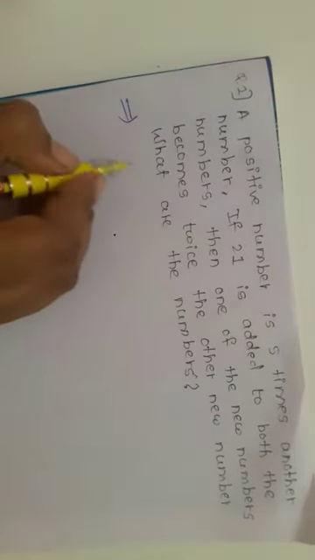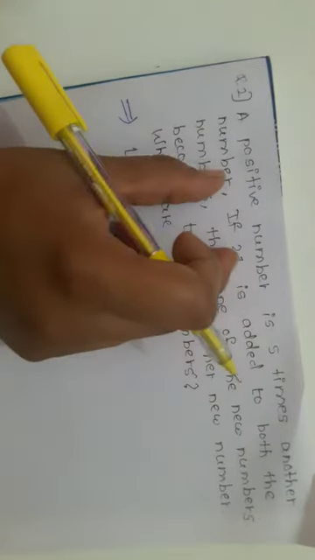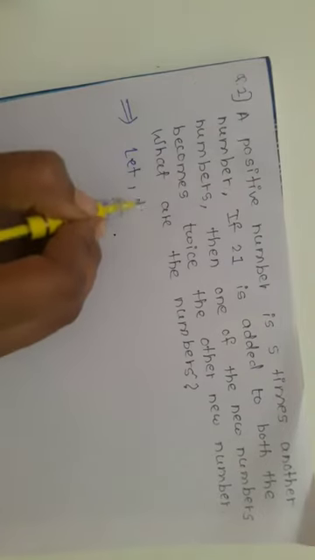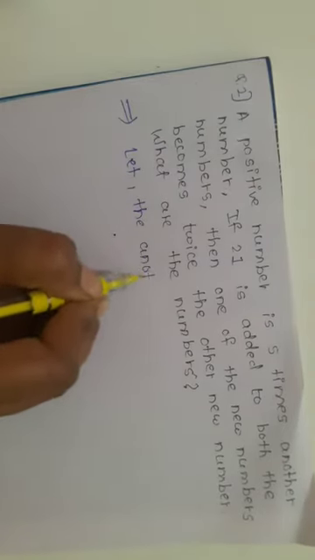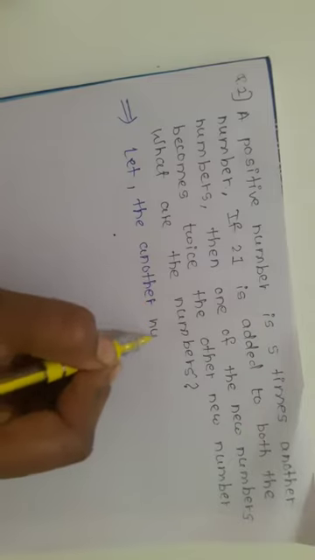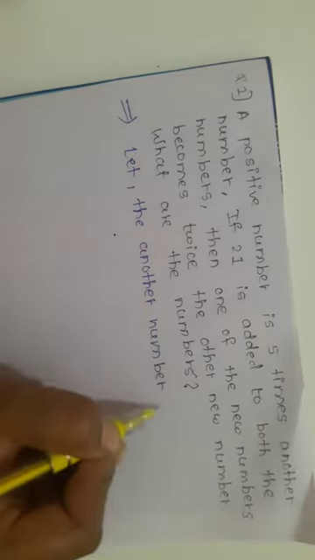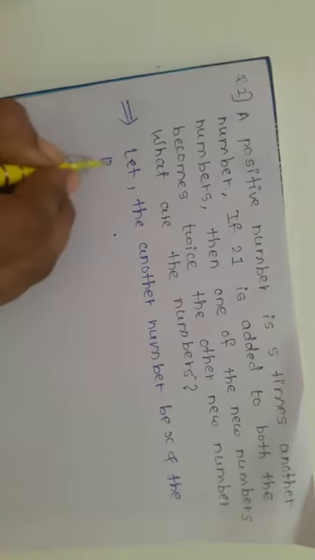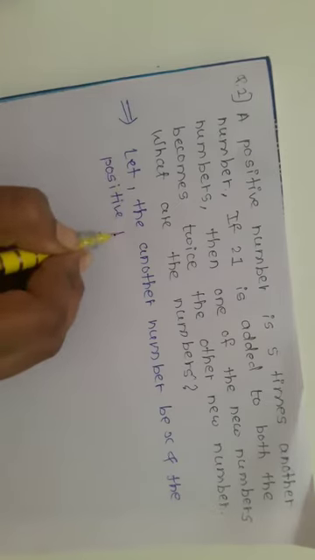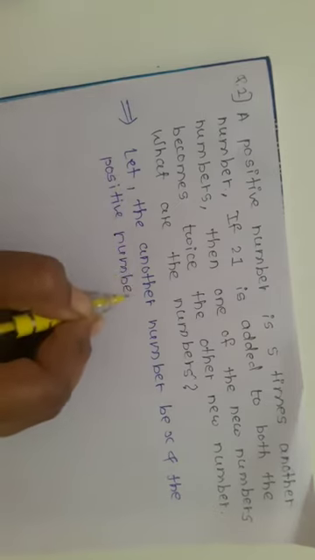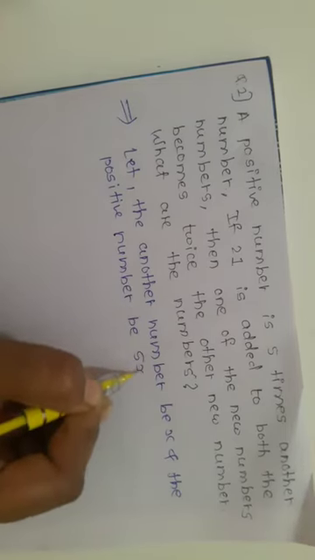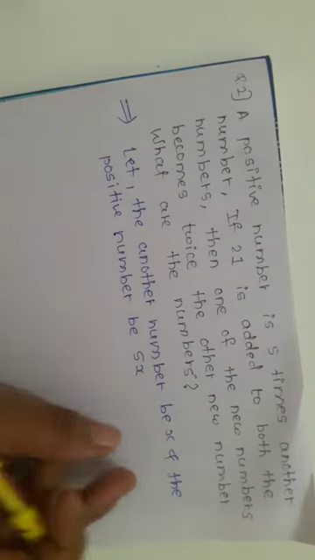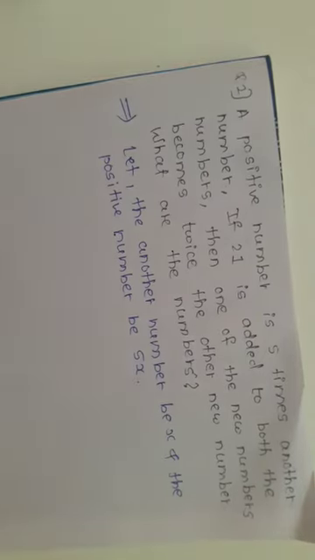So suppose that number be x. Okay, if we suppose that number be x, then the positive number becomes 5 times that number. So write down, let the other number be x, and the positive number be 5x. Okay, because the positive number is 5 times this other number. So if we suppose the other number be x, then we get the positive number as 5x.